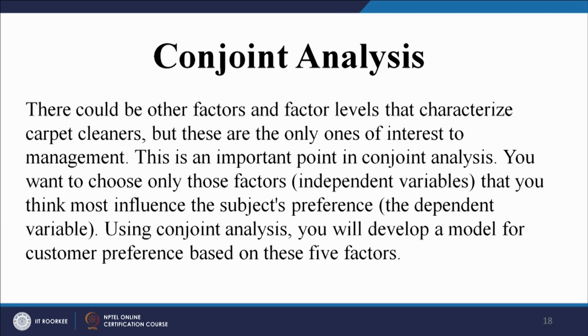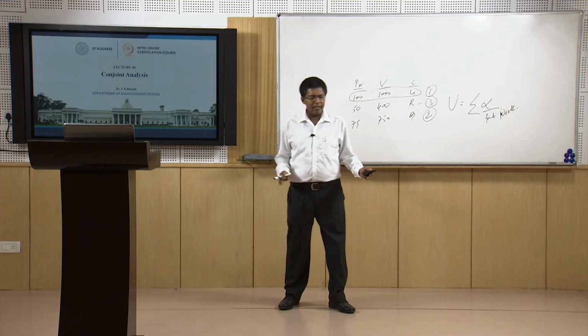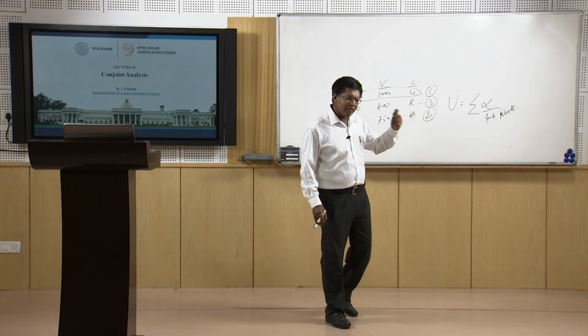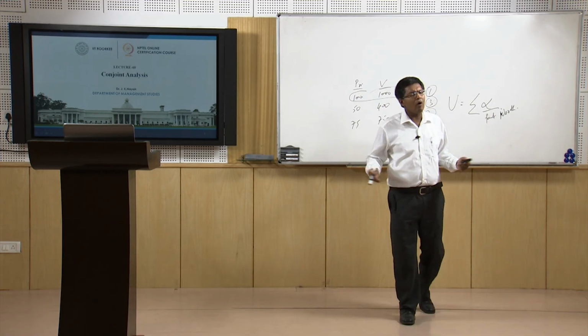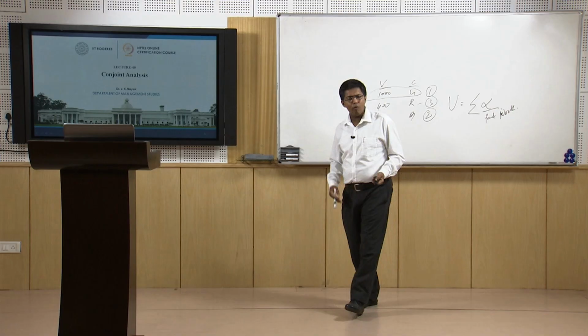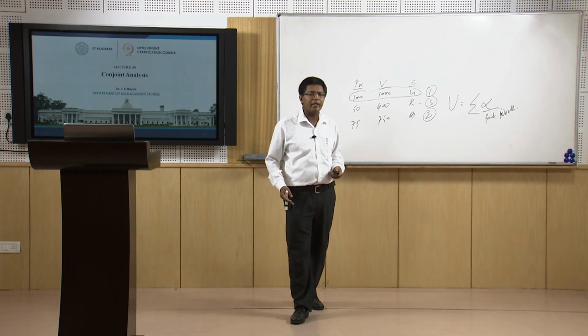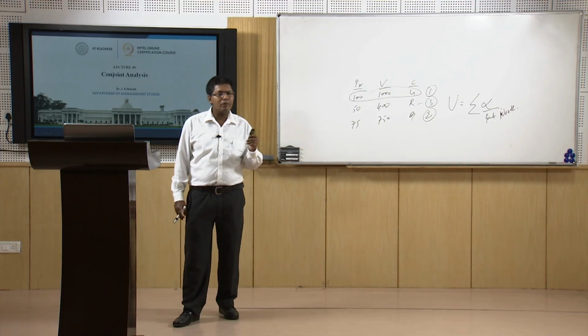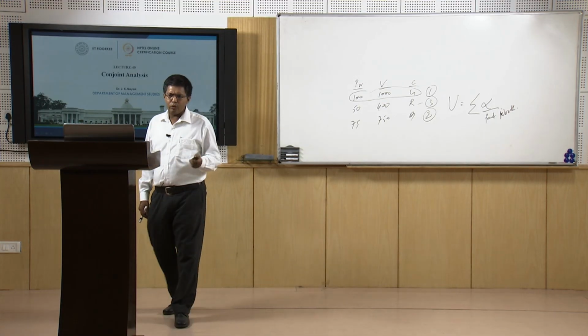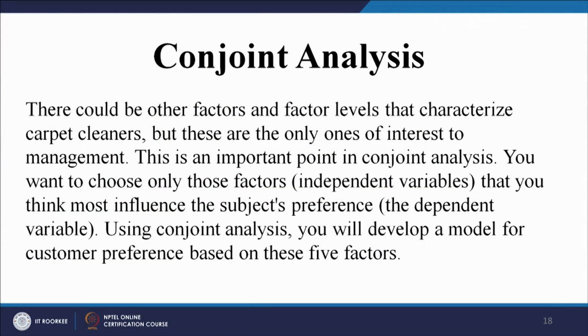There could be other factors and factor levels that characterize the carpet cleaners, but these are the only ones of interest to the management. There could be several attributes, but we cannot take into play all the attributes, it becomes extremely complex. So, what are the most important ones? We have selected them. This is an important point in conjoint analysis. You need to identify the most important ones. You want to choose only those factors that you think mostly influence the subject's preference.